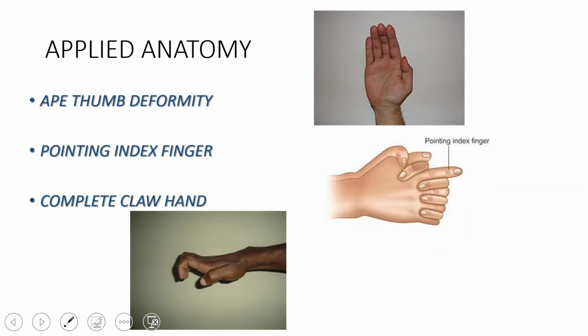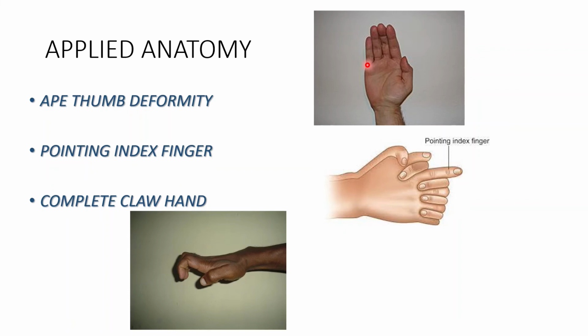Lastly, moving on to the clinical importance or the applied anatomy of the median nerve, there are various aspects related to the median nerve like the ape thumb deformity, pointing index finger, and the complete claw hand. The median nerve is very well known as the laborer's nerve, or it is also called the eye nerve of the hand, as this median nerve supplies the muscles related to the thumb. So it is involved in the gross movements of the thumb. So major movement of the thumb is mainly involved by the median nerve. As this nerve is involved in the gross muscular movements, it is called the laborer's nerve as well.